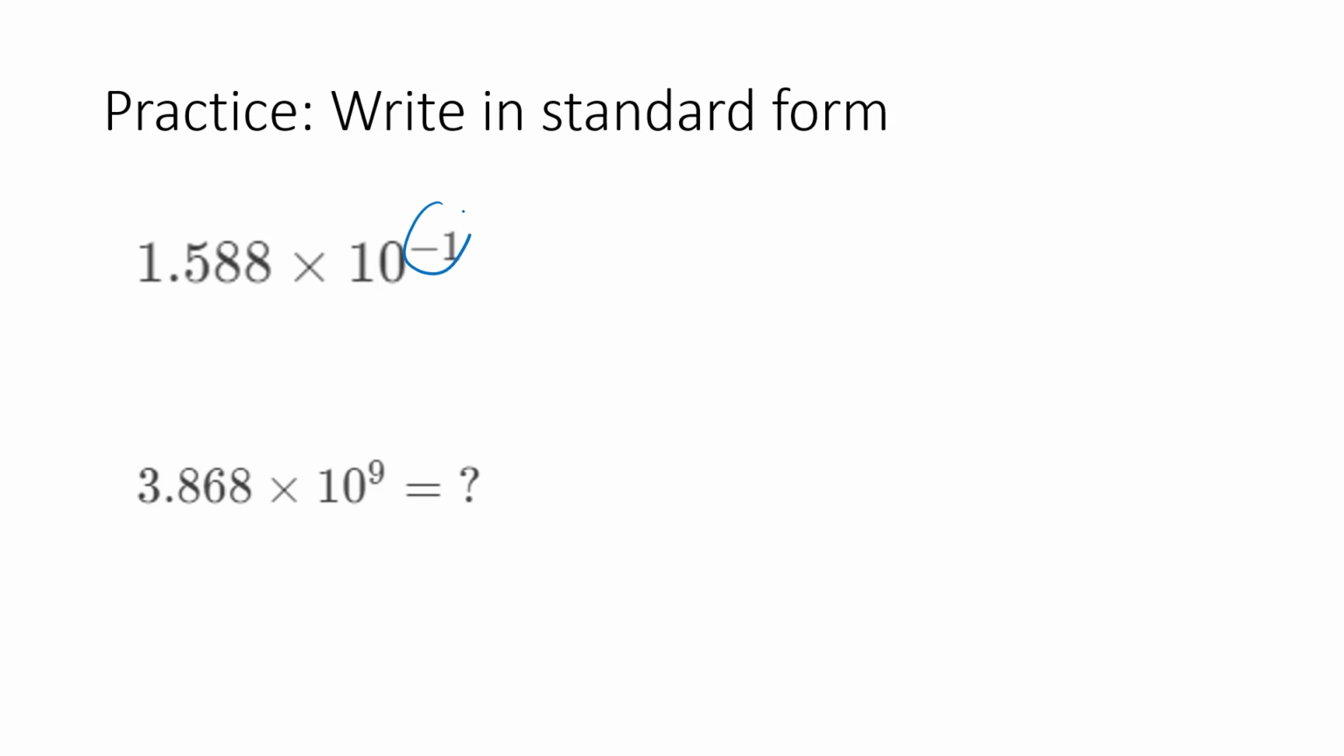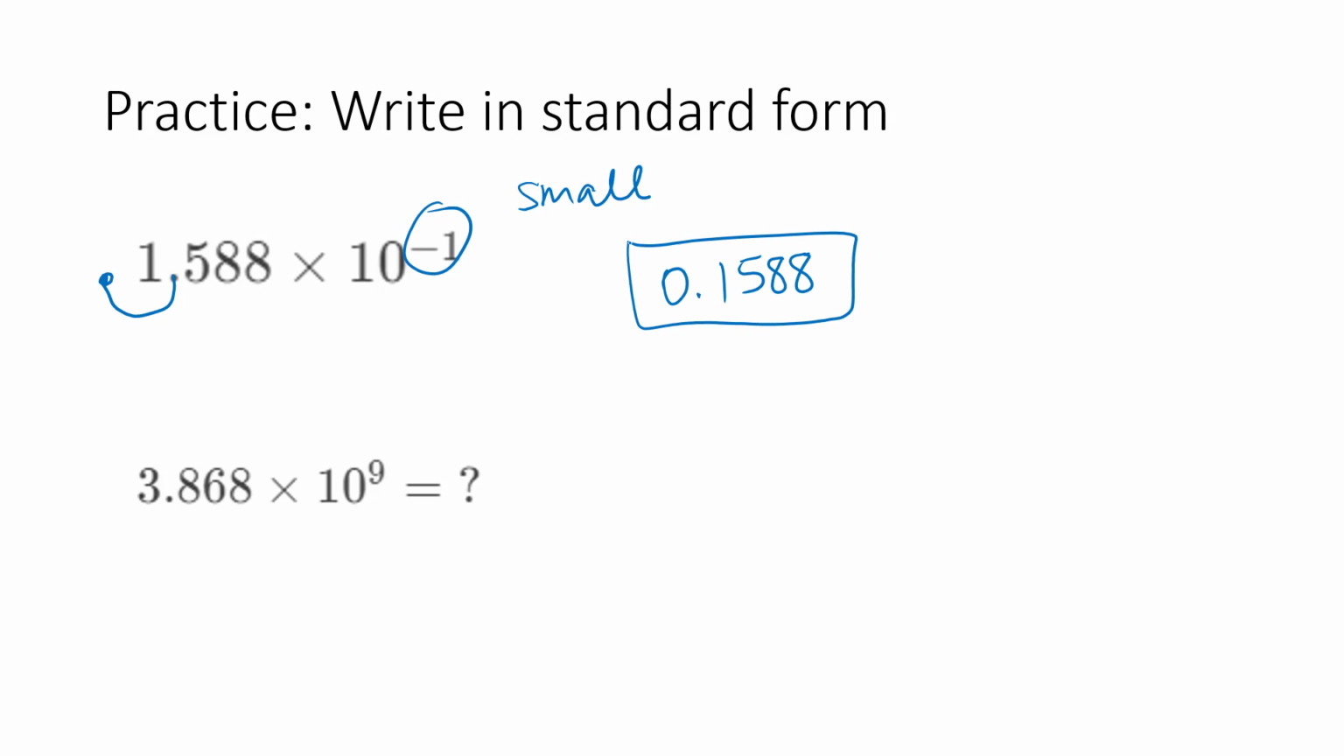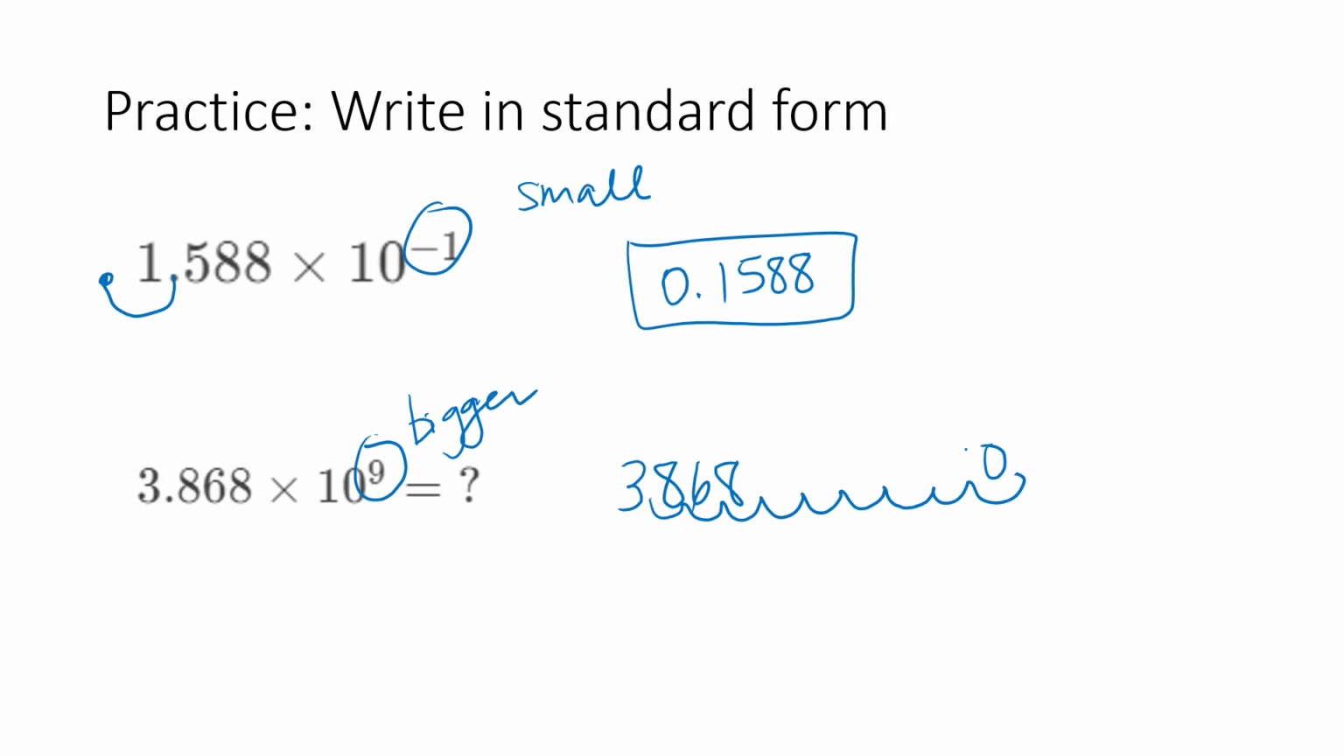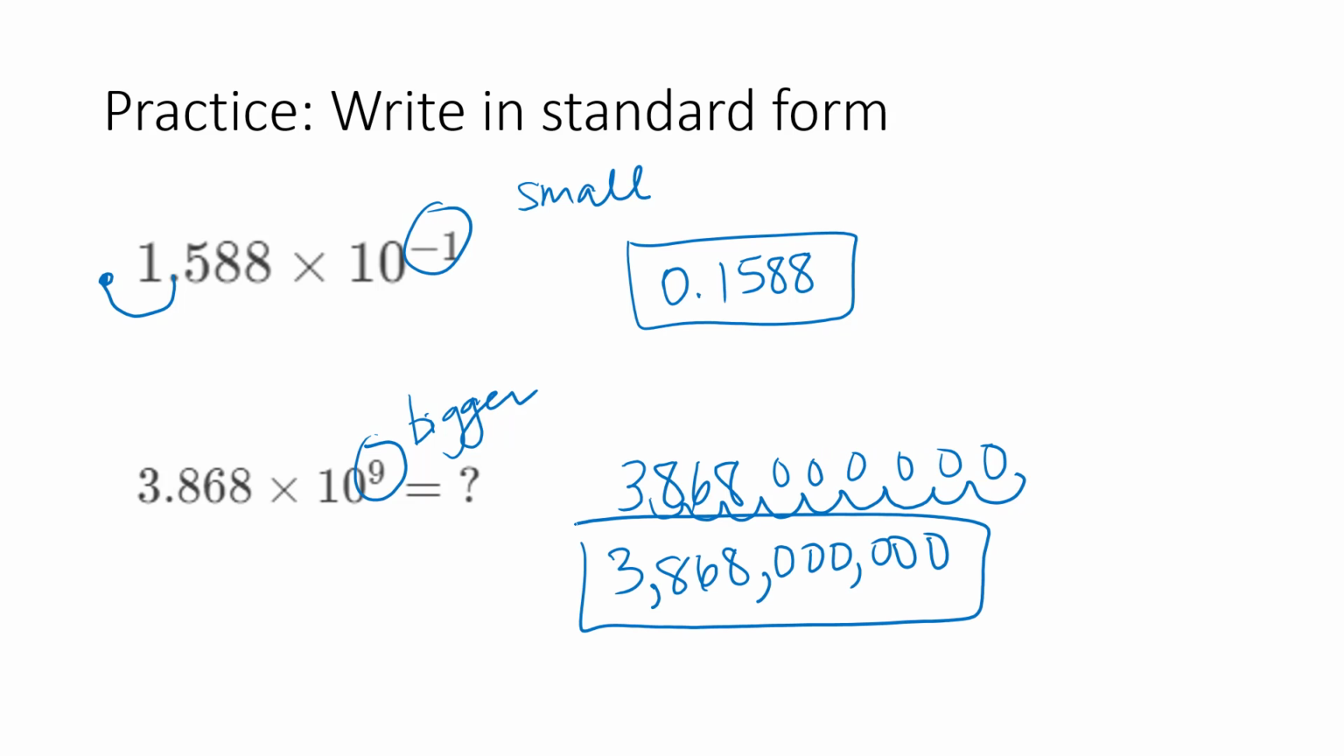You also need to be going the other way. So this is a negative exponent, and that tells me that I'm going to make this number small, or smaller. I'm only going to move the decimal point 1 place, so this is just 0.1588. And this one, this is a big positive number, so this is going to get bigger. So I'm going to write 3.868, and then I'm going to count the number of times I move the decimal place. 1, 2, 3, 4, 5, 6, 7, 8, 9. So I have to put in 1, 2, 3, 4, 5, 6 zeros, and there's my final answer.